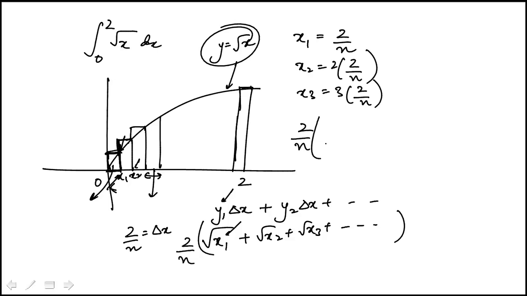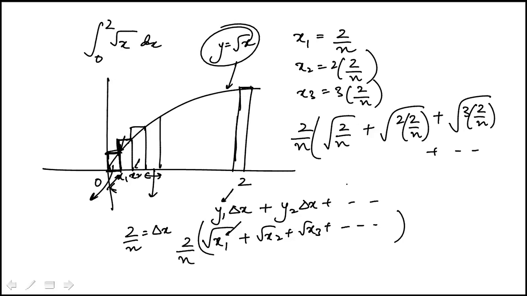So it's going to be root of 2 over n plus square root of 2 times 2 over n plus square root of 3 times 2 over n. And you're going to start to see the pattern. So this is going to be a summation where this is the number that's going to keep going up: 1, 2, 3, 4. So k is the variable, 2 over n, and we still have the 2 over n outside, and k is going to change from 1 to n, because we have n such subintervals.